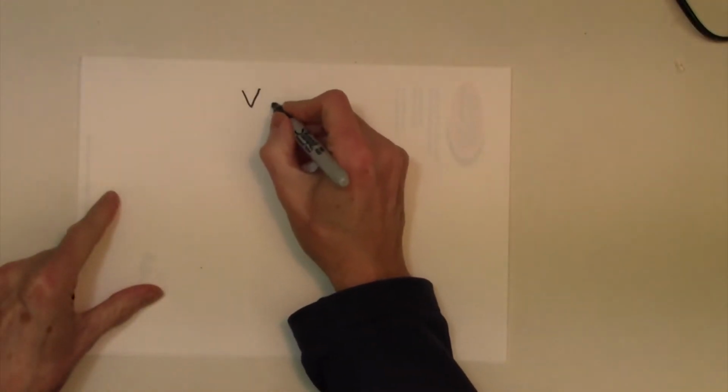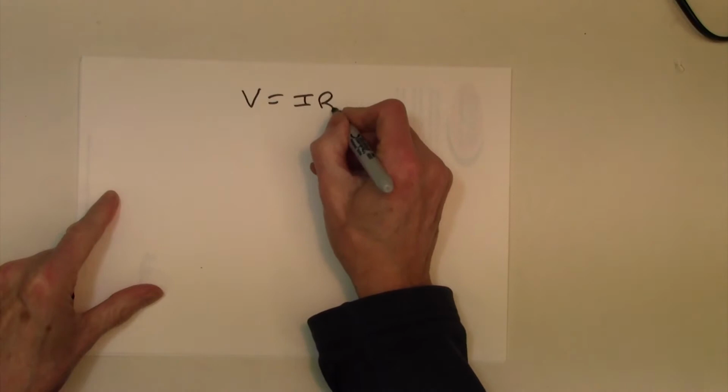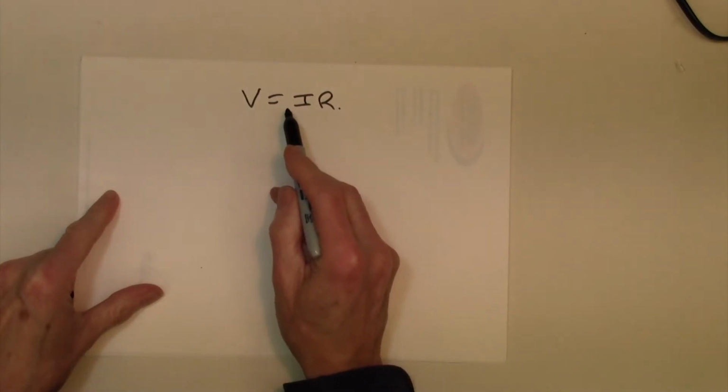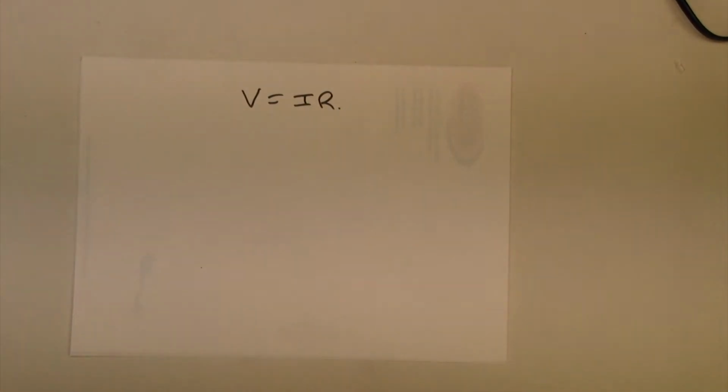When we talk about Ohm's Law, I may as well just write it out for you, even though we're going to be dissecting this in great detail. It just says that the voltage is equal to the current times the resistance. Don't worry about any of that for the moment. We've stated it. Let's now talk about it.